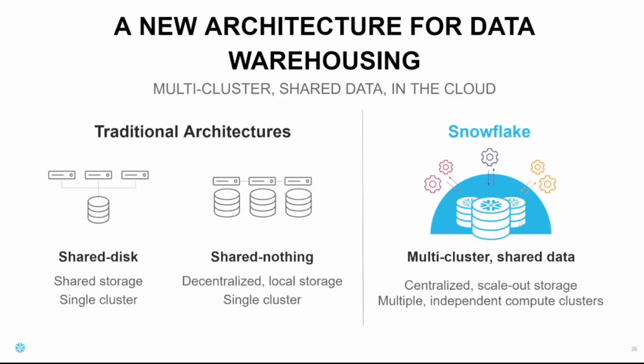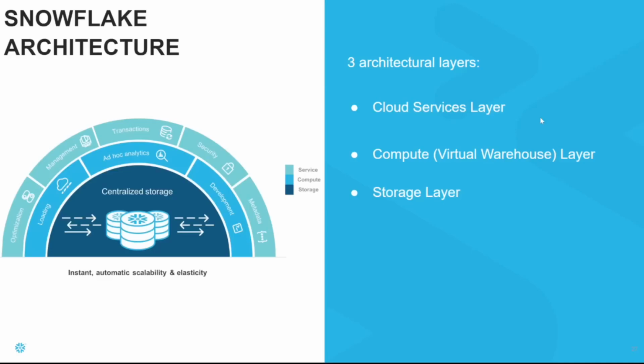So in Snowflake, you will have a centralized location where all the data is stored in one disk, but you will have different nodes which are accessing the data from the same location. So it's a centralized scale-out storage with multiple independent compute clusters. So whatever processors you are running on top of this data, they are independent. There is no constraint that if one processor is trying to access the data from disk, the others will be in queue. So that issue is not there in Snowflake. This is the modern architecture for data warehousing.